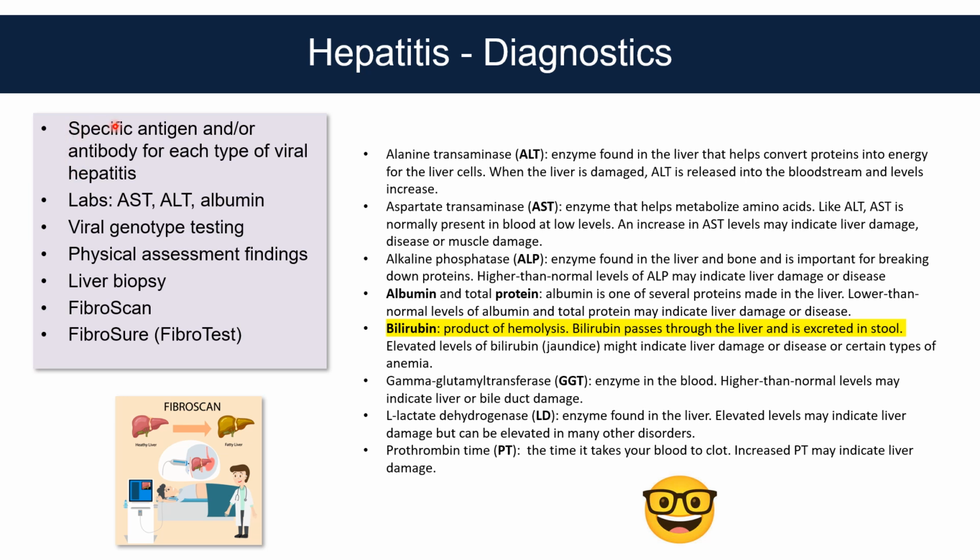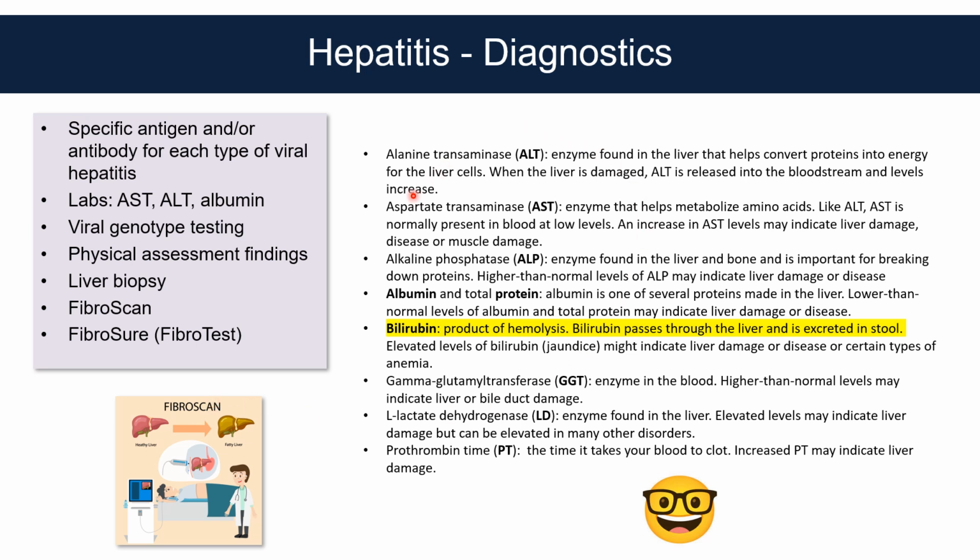So the way hepatitis is diagnosed is by the presence of those antibodies that I mentioned earlier. We also check liver function, so AST, ALT, and albumin, because the liver produces albumin. There can be further genotype testing specific to the virus. We can check those head-to-toe physical assessment findings, liver biopsy, a fibroscan, and a fibro test. This is similar to an ultrasound that can detect fibrous tissue.